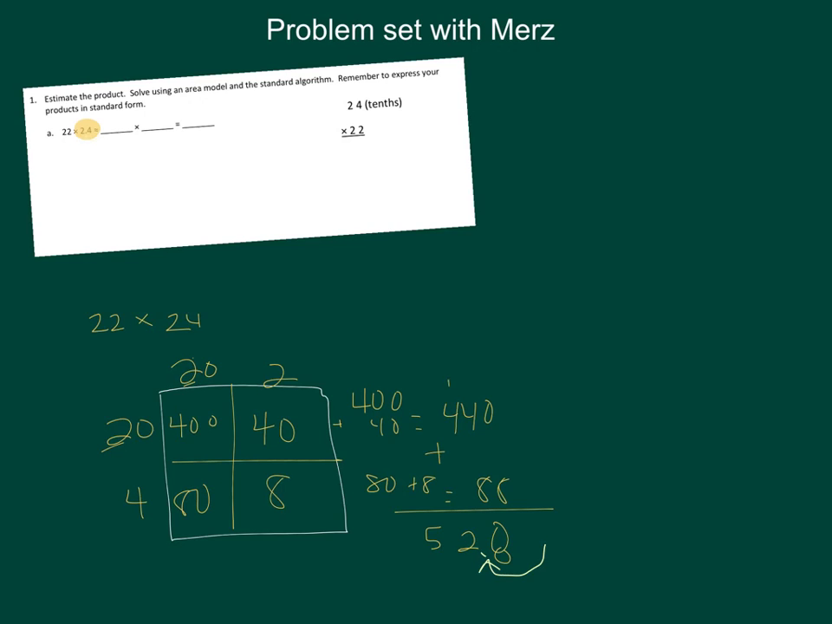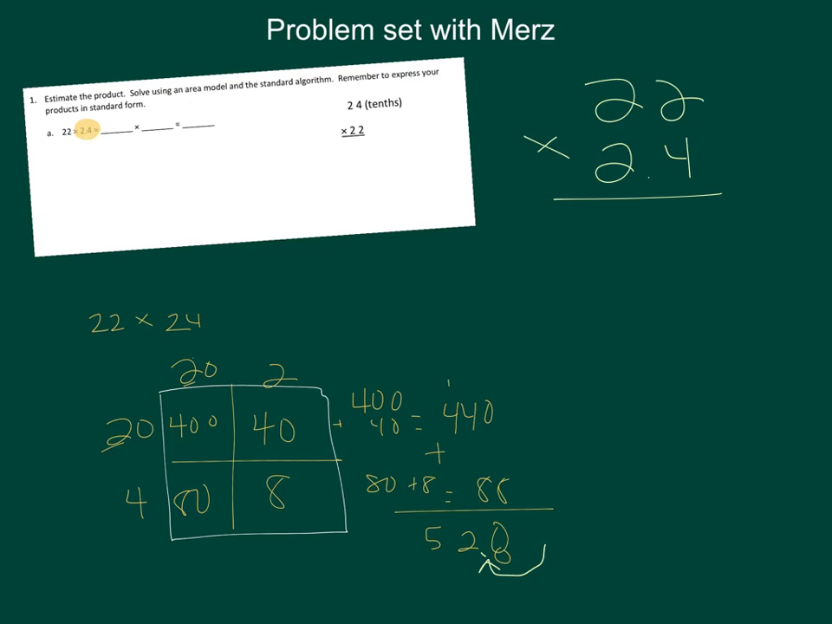Let's check our work using standard algorithm. Notice that we're going to completely forget about the decimal for the time being. It is 22 times 24. Forget the decimal point is even there. We only use it at the end to see where our decimal goes.